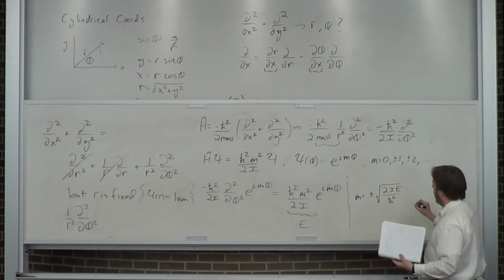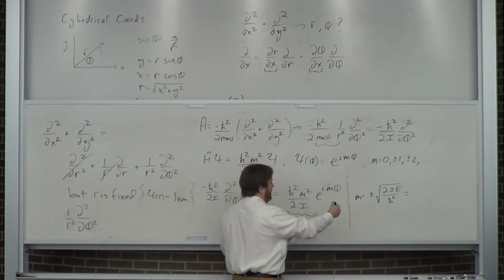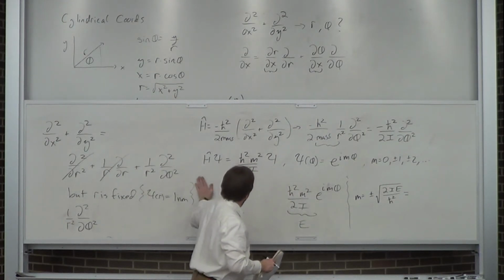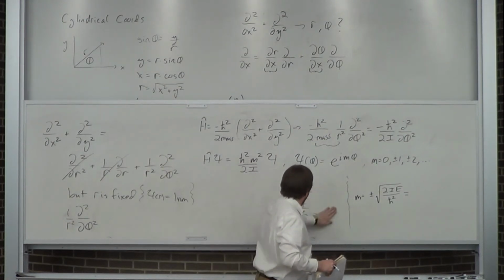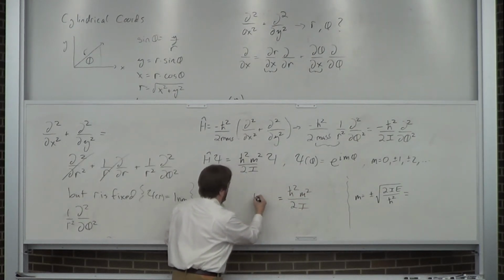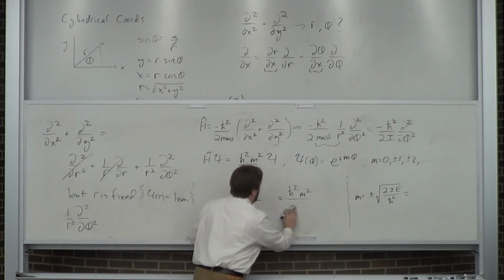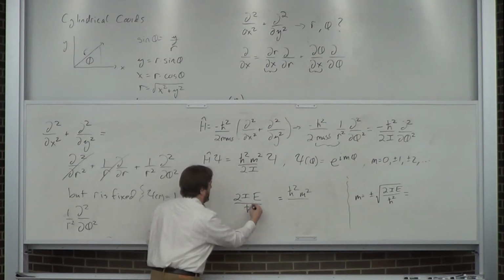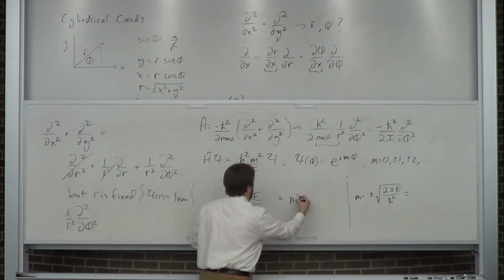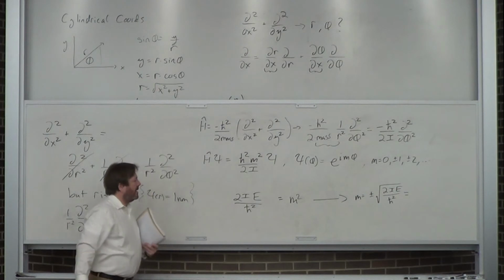Now, this is where this gets kind of funky. I've just done the same thing I've done before. So tell you what, I want to make sure you know where this comes from. We know that this is energy. So 2iE over h bar squared is equal to m squared, and therefore m is plus or minus the square root. There you go.